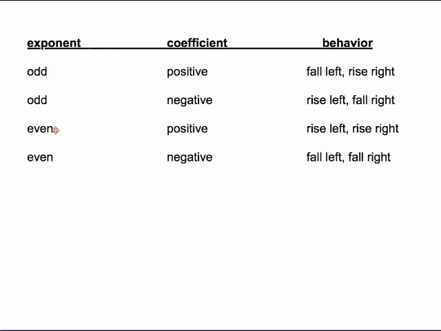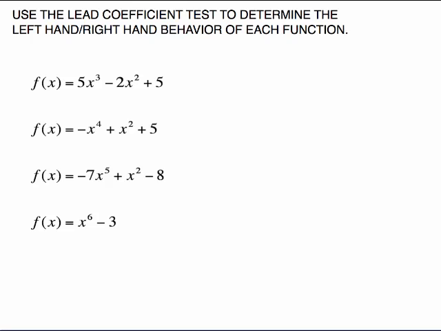With the even situation, it does the same thing both times. Even positive, it rises left and rises right. Or if it's got a negative coefficient, it falls to the left and it falls to the right. So these two are both going in the same direction. Sometimes up, up, sometimes down, down. And these two are just opposites of each other. So let's see if we can figure out what's going on with these.